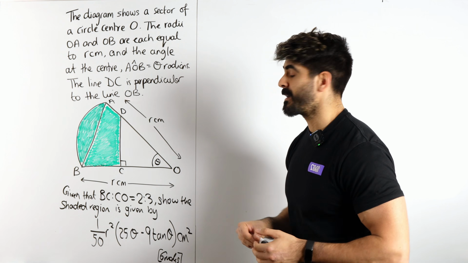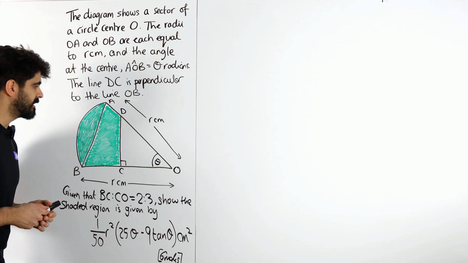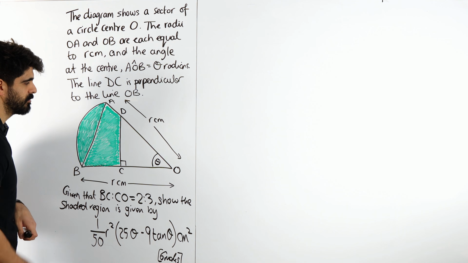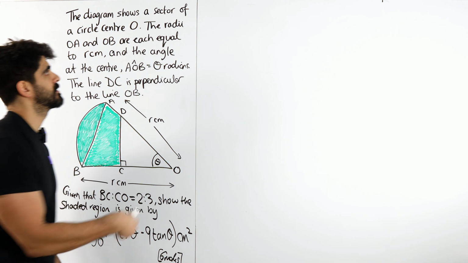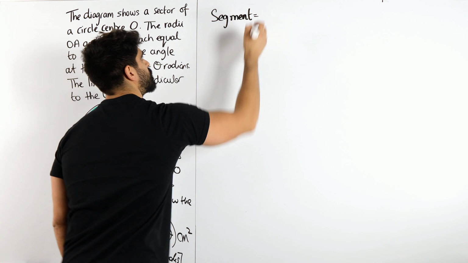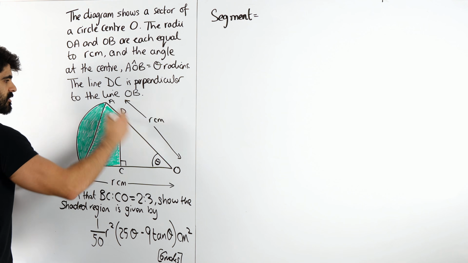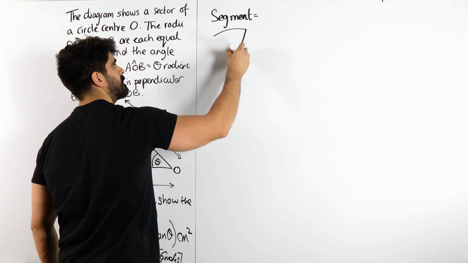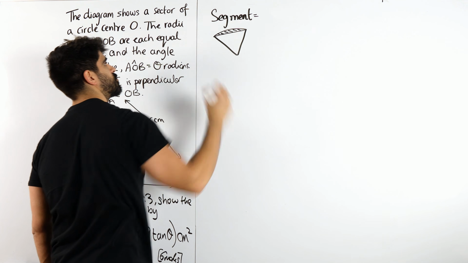All right, let's make a plan. How are we going to make it? Well, you can clearly see that we've got a segment here and then this random area. We'll figure out this area later. The segment area is super easy. How do you work out a segment area? You do the sector minus the triangle inside. So remember, segment is just sector minus triangle.